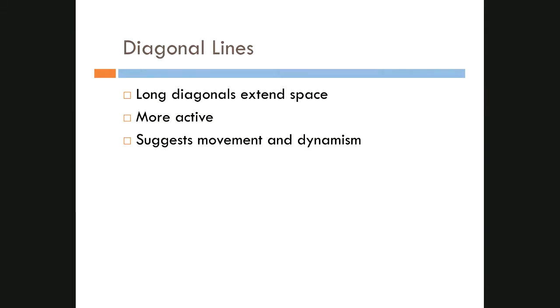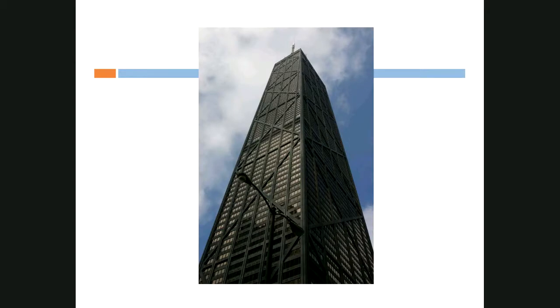You can have diagonal lines. They extend space. They're more active. They suggest movement. Okay, somebody's got to know what this building is. That's the Hancock building. Yep, John Hancock building.